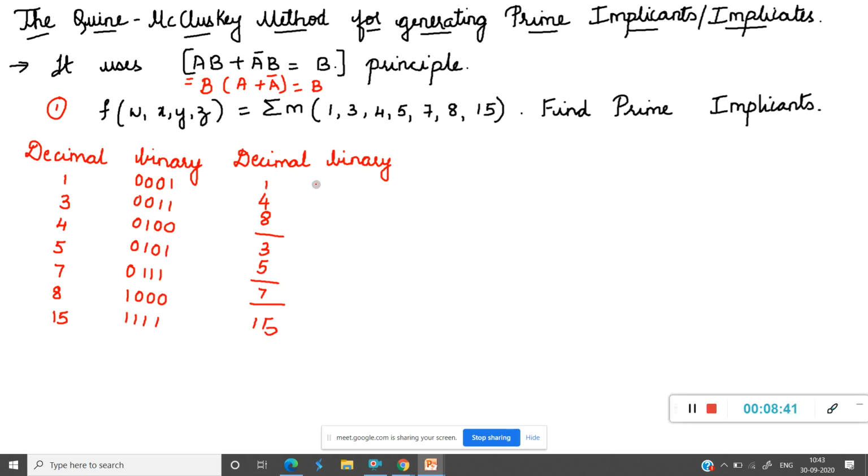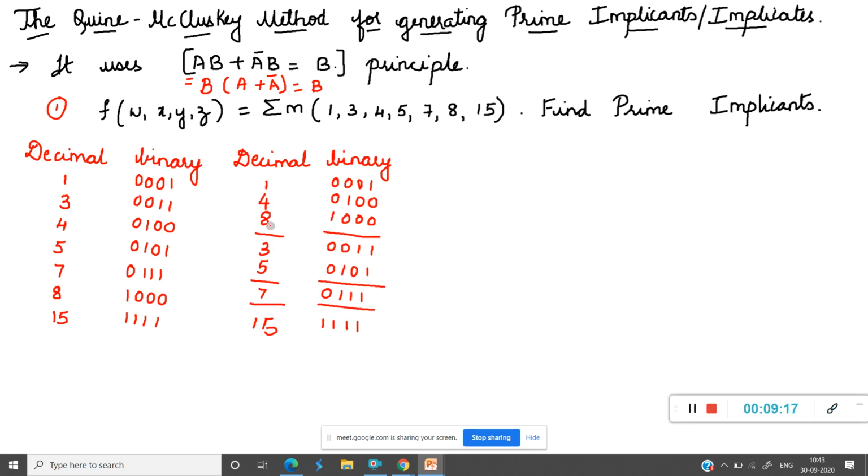Okay. So here students, 0, 1, how do you write? 0, 0, 0, 1. Okay. 4, how do you write? 0, 1, 0, 0. 8, how do you write? 1, 0, 0, 0. Okay. 3, how you write? 0, 0, 1, 1. 5, how you write? 0, 1, 0, 1. 7, how do you write? 0, 1, 1, 1. 15, how do you write? 1, 1, 1, 1. So, the second step we have done with the second step, students.